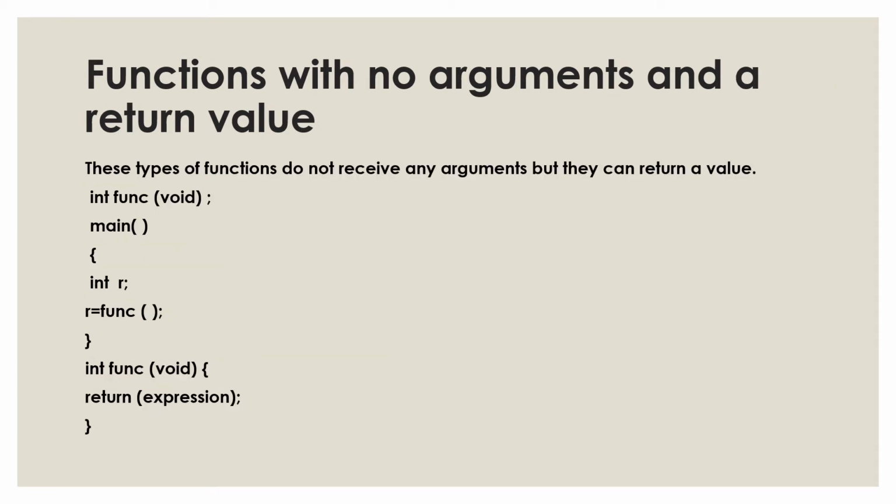Function with no argument and a return value. These types of functions do not receive any arguments but they can return a value. Sometimes there could be an occasion where we want to design a function that may not take any argument but returns a value to the calling function. So here is an example for it. You can have a look. In this, the function is returning a value but it is not receiving any argument.